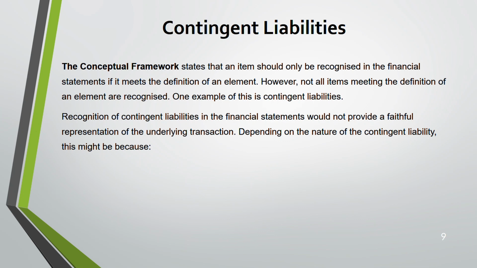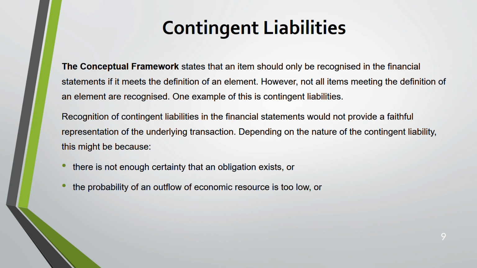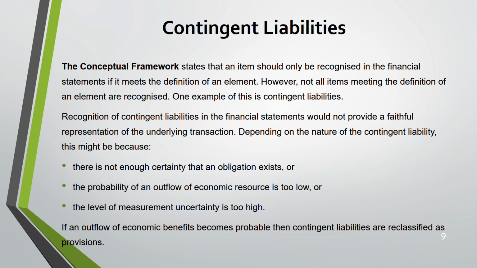Why? Because of the nature of the contingent liability. What is the nature? You are not certain whether the obligation exists or not. Enough certainty is not there. Or the probability of outflow is very low. Or the level of measurement uncertainty is very high. This is the nature of a contingent liability. So therefore, you do not recognize it. You just disclose it under notes. But if the outflow of economic benefit becomes probable, there's a high probability that you have to incur the outflow, then the contingent liability is reclassified as a provision. Then it's no longer a contingent liability. It moves to provision.